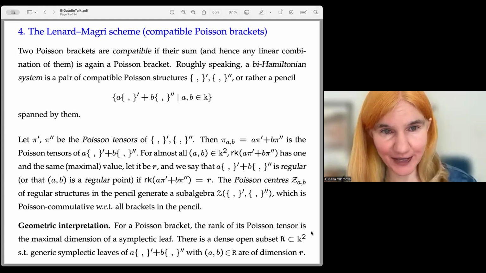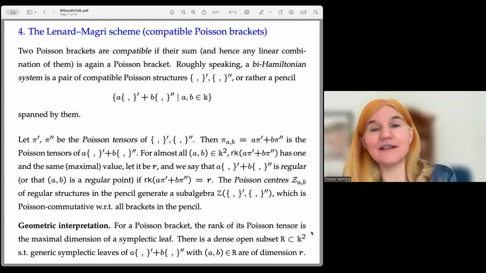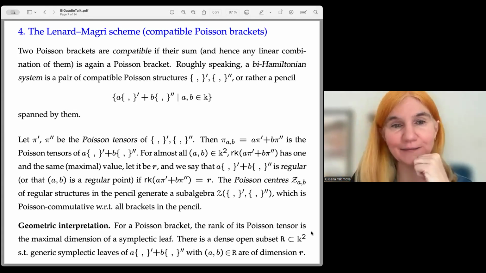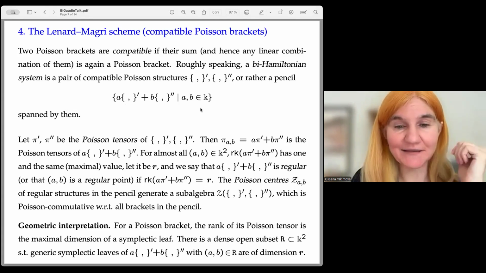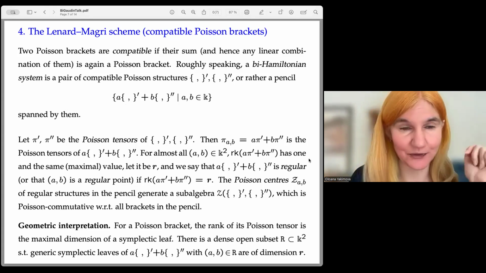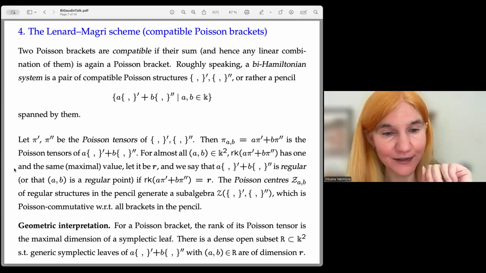So we have two compatible Poisson brackets on one and the same variety, on one and the same algebra. Compatible means that their sum is again a Poisson bracket, or any linear combination of them for that matter. So we take any linear combination, this is again a Poisson bracket, so we obtain a pencil, a two-dimensional vector space of Poisson structures. Then in this pencil, there are regular and singular Poisson structures. Here the definition is in terms of Poisson tensors.